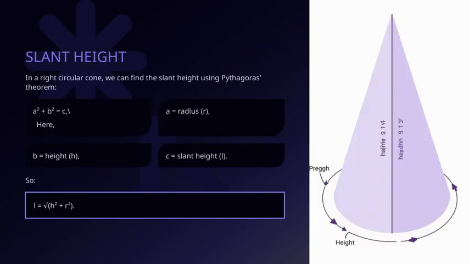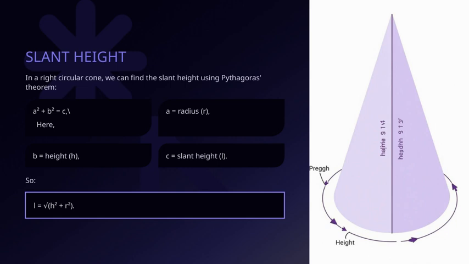Let's talk about the slant height of a right circular cone. To find it, we use Pythagoras' theorem, which is really handy for right-angled triangles. In this case, imagine the cone's height and radius forming a right triangle with the slant height. So the formula is a² + b² = c². Here, b represents the height of the cone, which we denote as h, and a is the radius. The slant height, which we'll call L, is what we're trying to find.